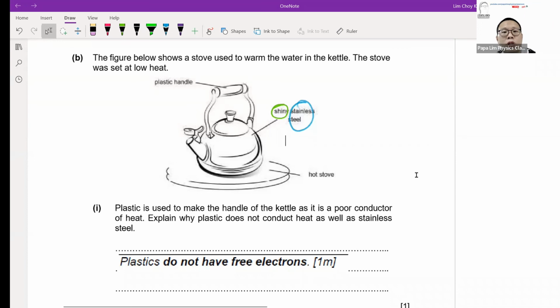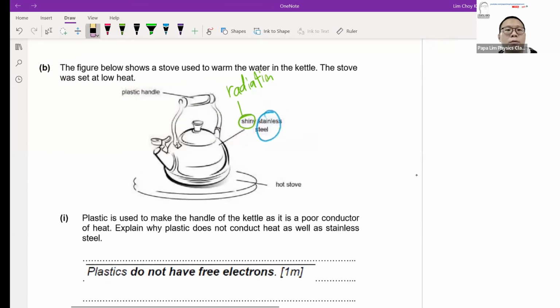So for example, the moment we talk about shiny, we are referring to radiation. The texture, we're talking about steel, metal, solid, all these things, we are looking at conduction.